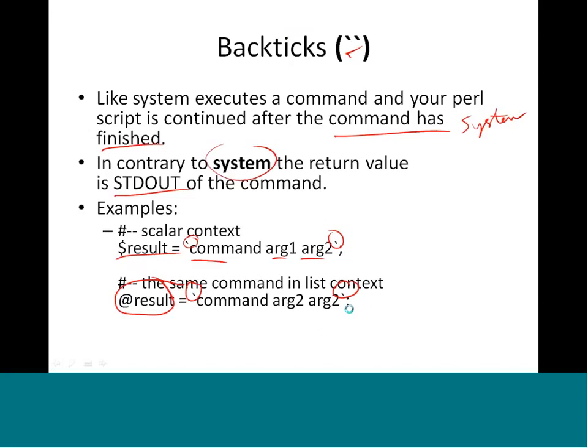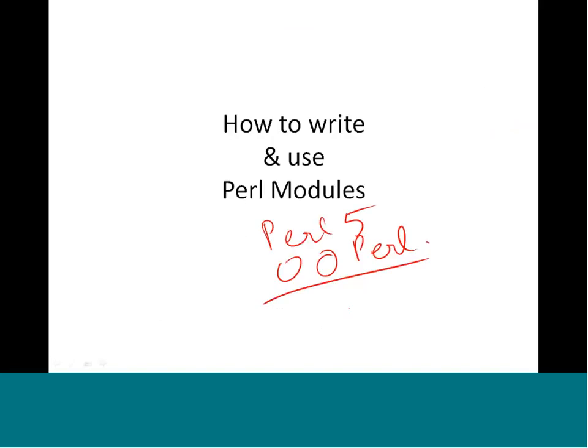The backtick is the way that we can capture the output of a particular command into various variables, and this can be used within the Perl script itself. There are a couple of examples that we quoted here. You can have it in a scalar context or a list or array context. So these things you can do.